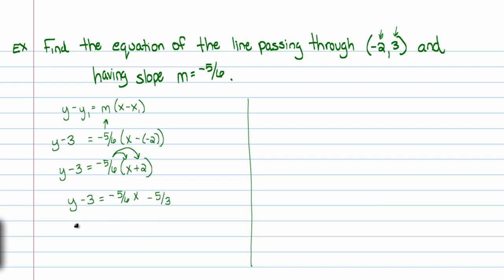And now I'll add 3 to both sides. So that's y is equal to a negative 5/6 x. And then 3 is the same thing as 9/3. So I'm adding 9/3 to both sides. That's going to give me a positive 4/3.